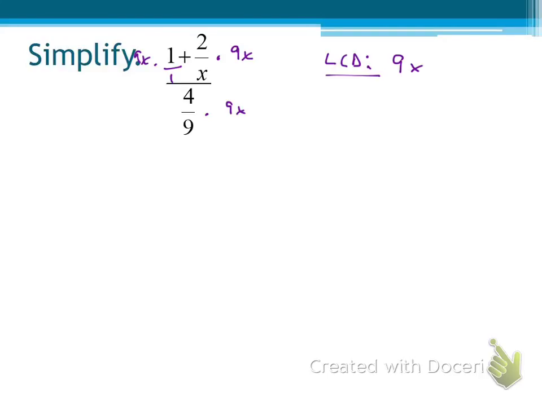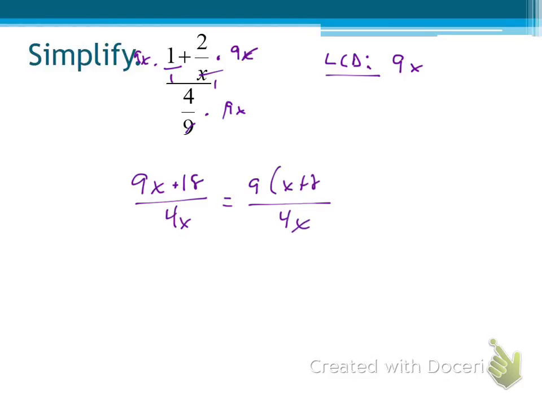The 9x and the 1 won't divide out, so we just get 9x over 1, which is 9x for the first guy. These x's will divide out, leaving a 1 there. 2 times 9 is 18. And then this denominator here we divide out and we get 4x. We would want to try to factor down. We can factor out a 9 in this numerator, which is great but doesn't really help us much. So we're left with this right here.